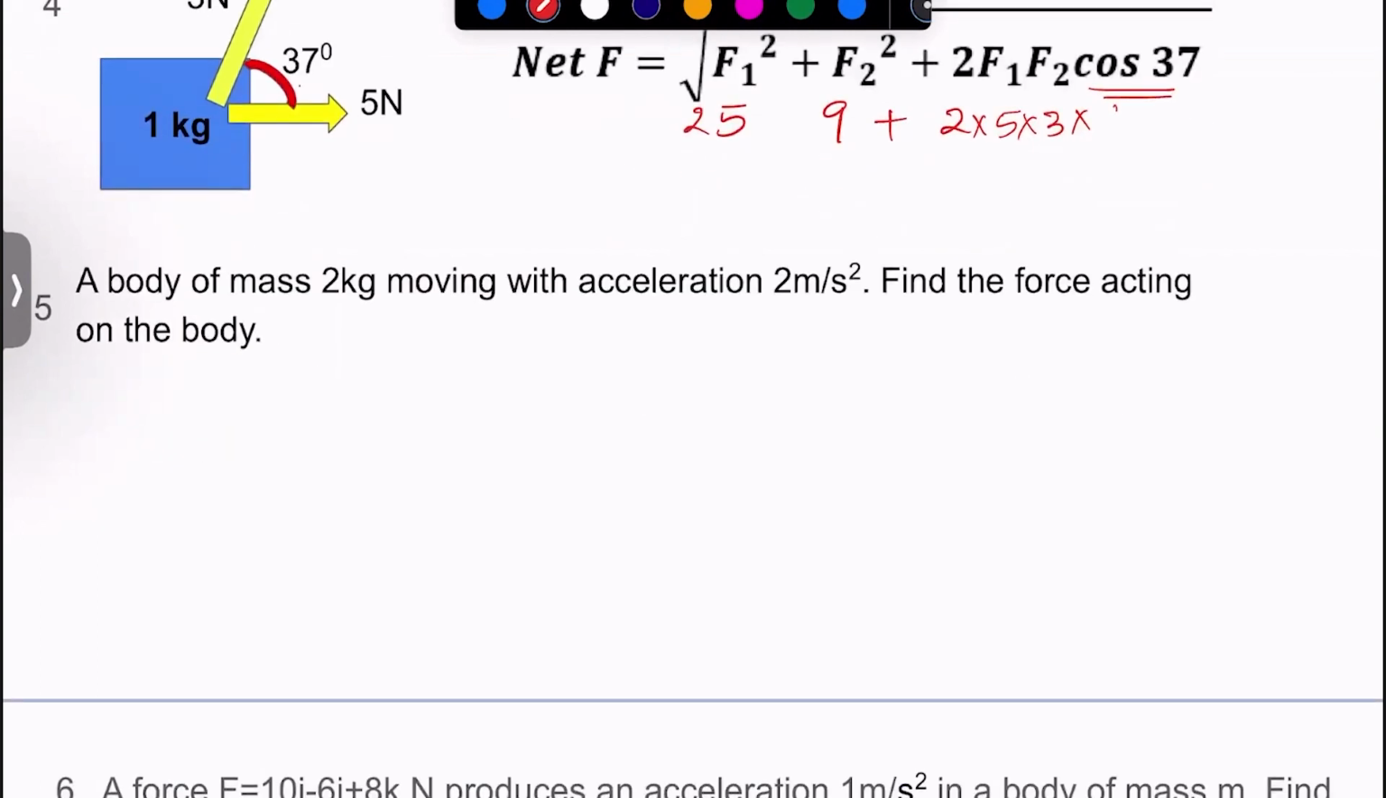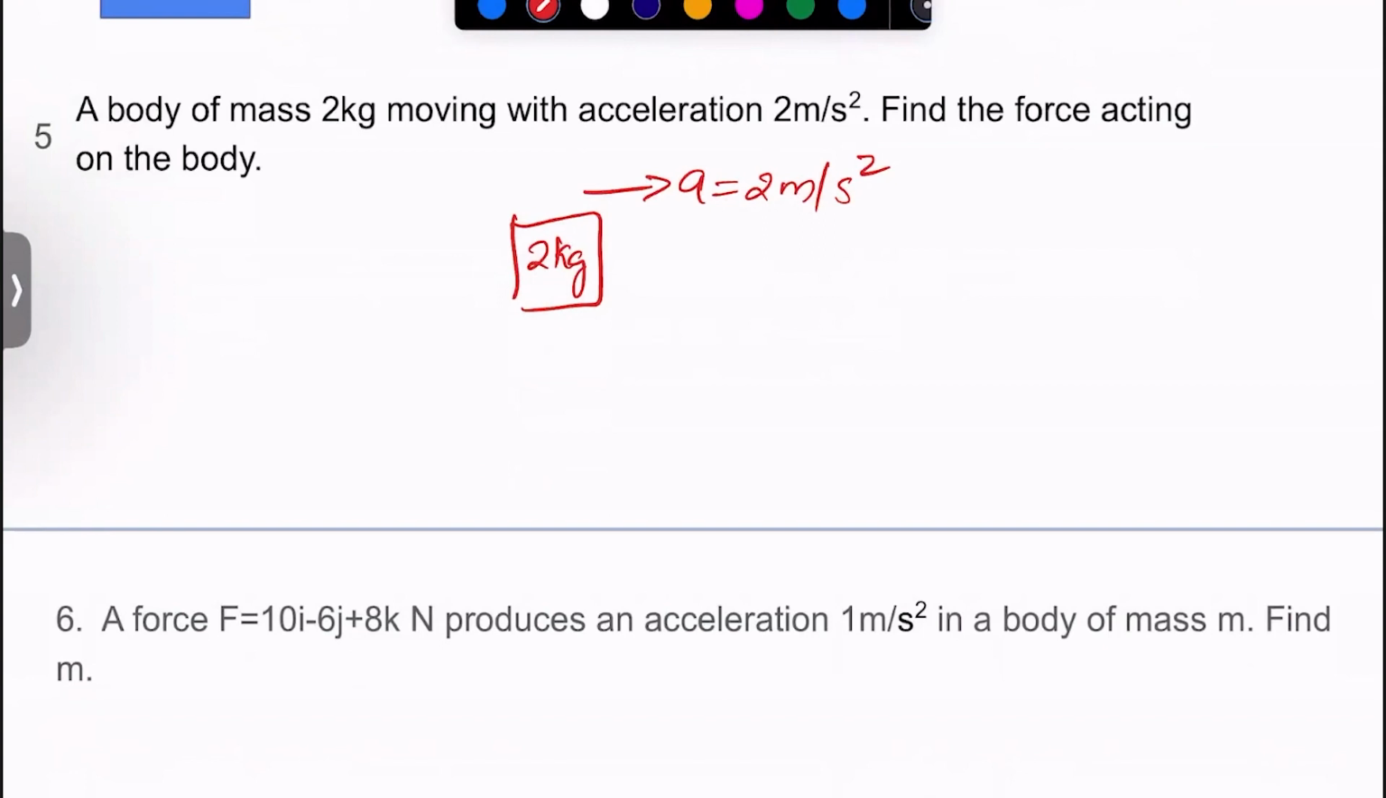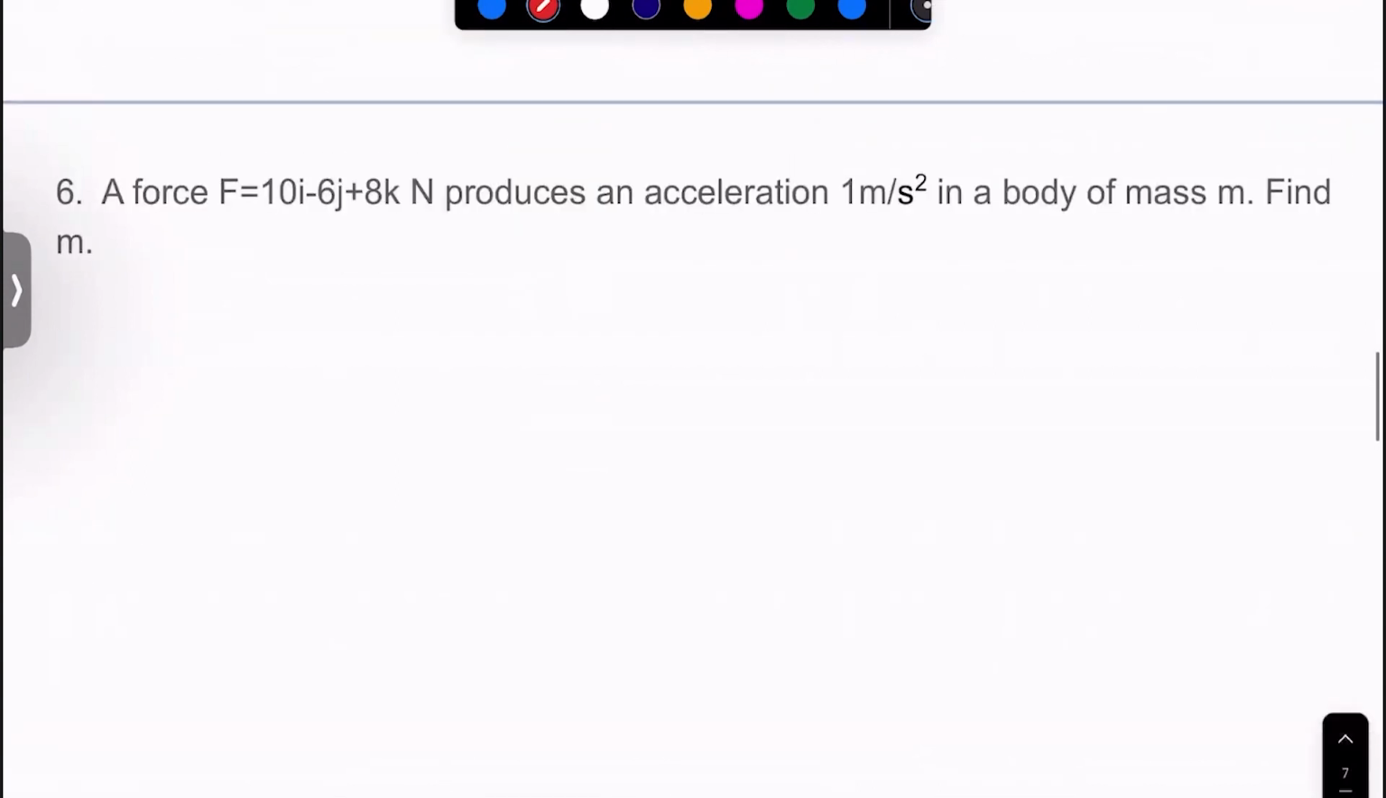Now, this is a very simple question. A body of mass 2 kg is moving with an acceleration a equal to 2 meters per second squared. Find the force acting on the body. So here you can only find the magnitude of force. The magnitude of force is mass times acceleration, right? So that is equal to 2 times 2, which is 4 Newton. It's a very easy question.